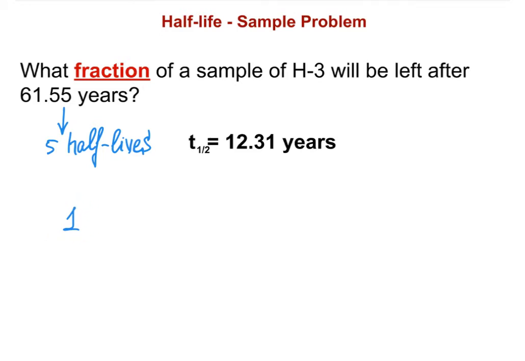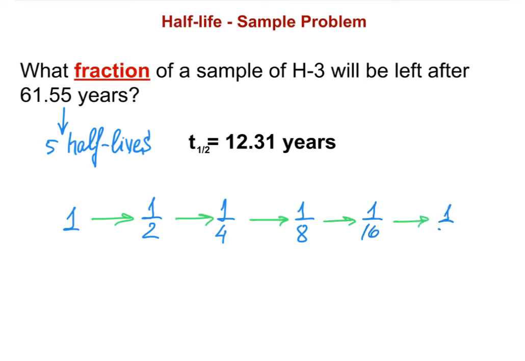And then in 12.31 years, it will be 1/2 of it. Another half-life later, it will be 1/4. And another half-life later, it is 1/8. And then it is 1/16. And eventually we can see that after 5 half-lives, there will be 1/32 of the original amount of the hydrogen-3 left.